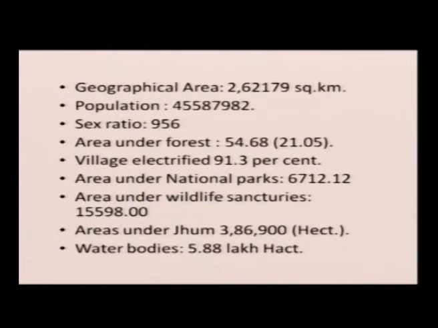At the same time, it has 6,712 square kilometers of area under national parks, that must be seen. There are wildlife sanctuaries covering 15,598 square kilometers. 3,86,900 hectares of area is under Jhum cultivation, which must be seen as an opportunity, and also 5.88 lakh hectares of area is under water bodies. These water bodies should be used for tourism development, for the development of biodiversity, for the development of new kinds of opportunities for this area.